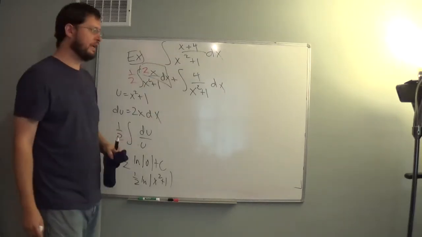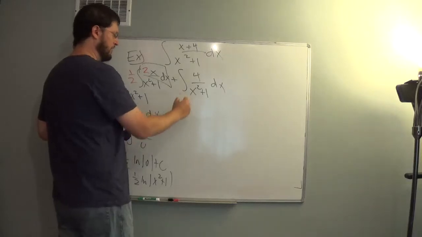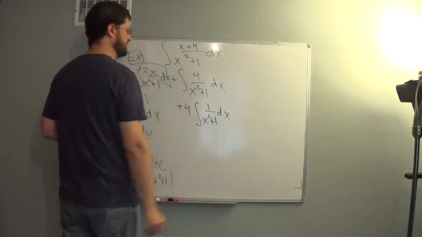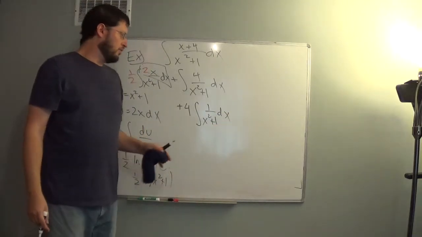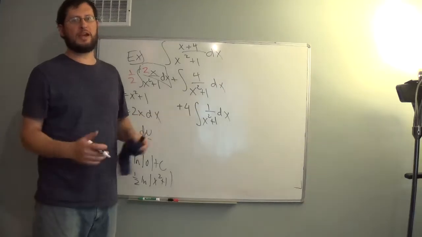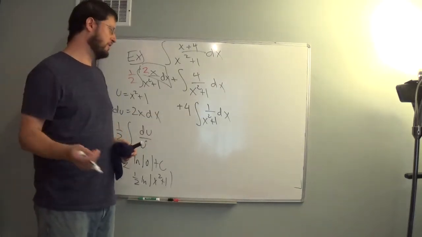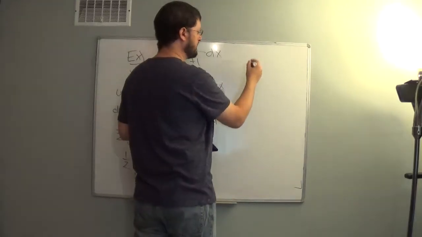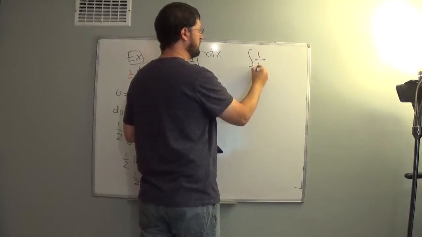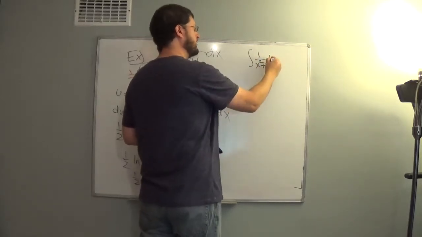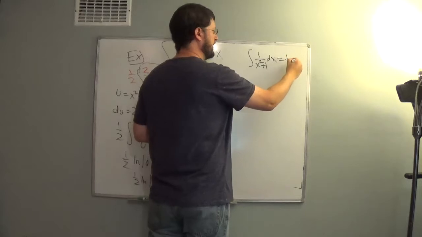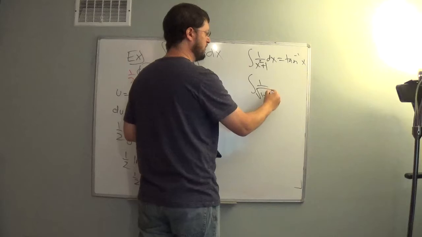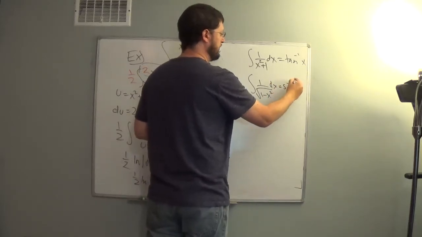The right-hand piece we have to do differently. I'm going to first pull the 4 out and think about 1 over x squared plus 1. That is something we have to remember from Calc 1 as actually being an inverse trig function. There's two that we're going to need for this class, now as well as in the future. The integral of 1 over x squared plus 1 dx is tan inverse of x. And the integral of 1 over root 1 minus x squared is sine inverse of x.